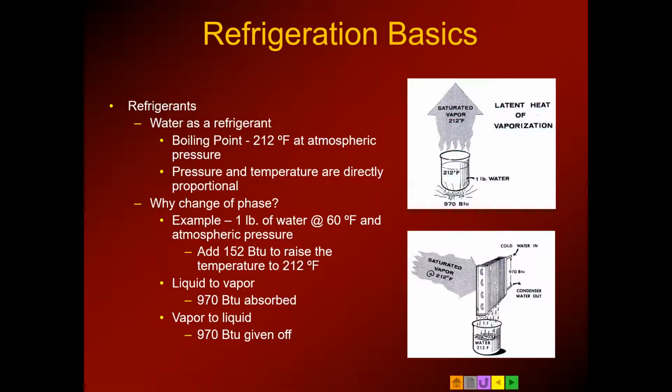So as you can see, the change of state gives you 970 BTUs absorbed or given off, and you only get 152 BTUs going all the way from 60 degrees to 212 degrees. So the change of state is so important for refrigeration, for both evaporation and condensation.